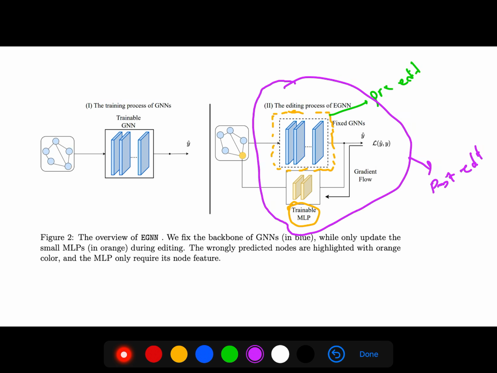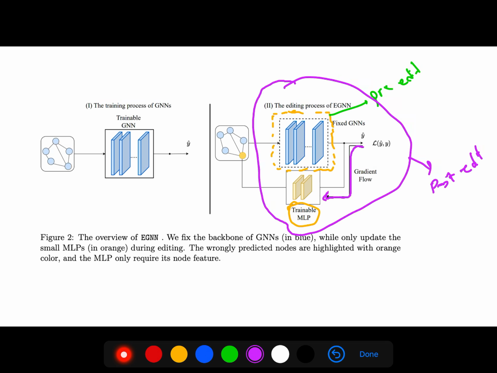But note that the gradient flow is on this line only, because the other line is fixed. We have frozen the weights. So it's a very good trick to quickly fix your hard example.